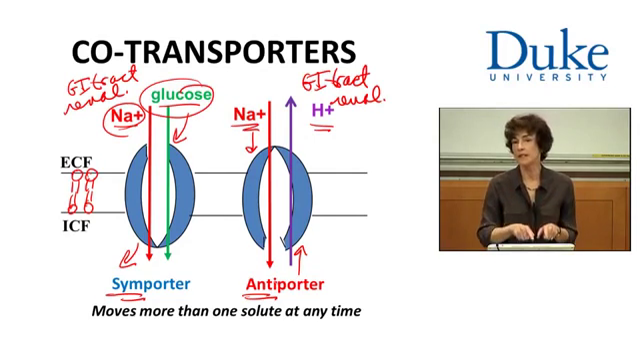Again, there's specificity with these transporters. They only bind the specific solutes, and both solutes have to be present for the transporters to work. And again, there is a finite number of these on the cell surfaces, and therefore the transfer of material from one side of the membrane to the other can be saturated.